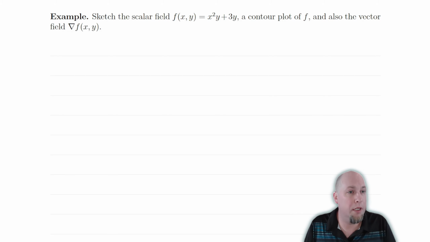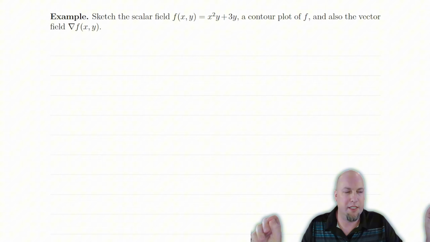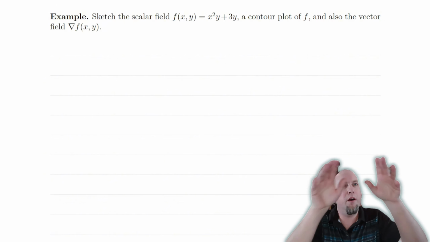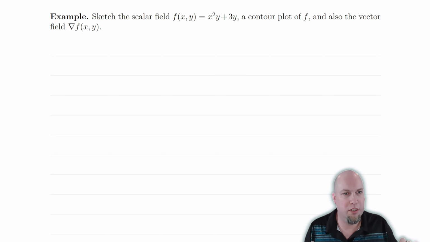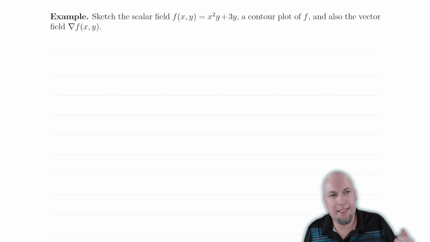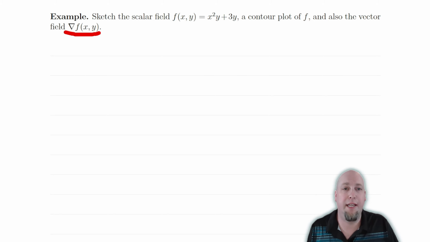Remember, a contour plot of a multivariable function, of a scalar field, is a collection of curves that tell you where the output, where the height, is constant, where the output values of that function are constant. And then after that, we're going to sketch the vector field associated with it. We're going to sketch, in other words, the gradient of that scalar field.